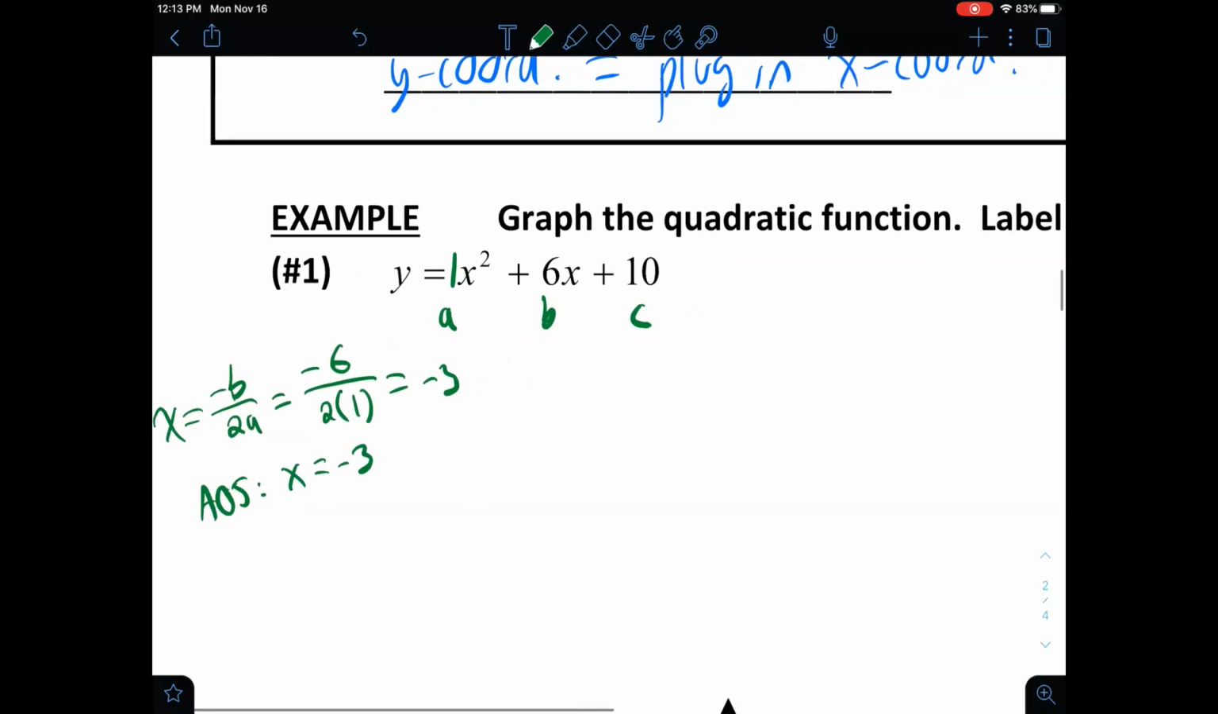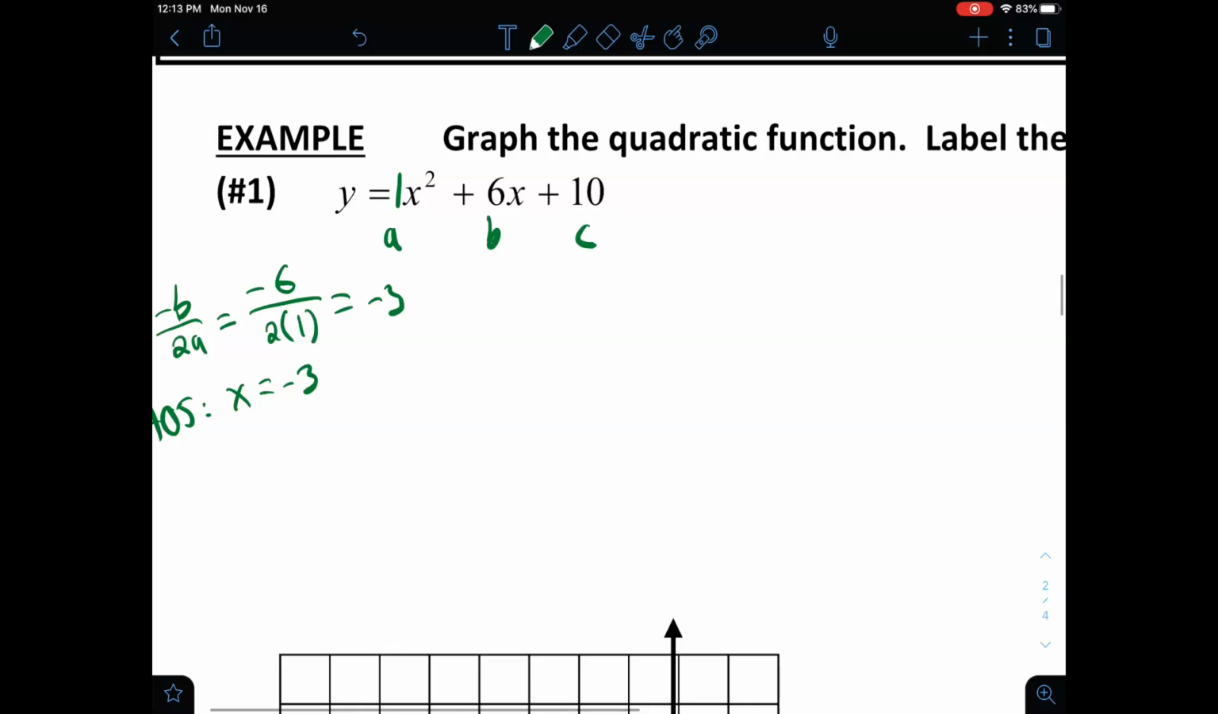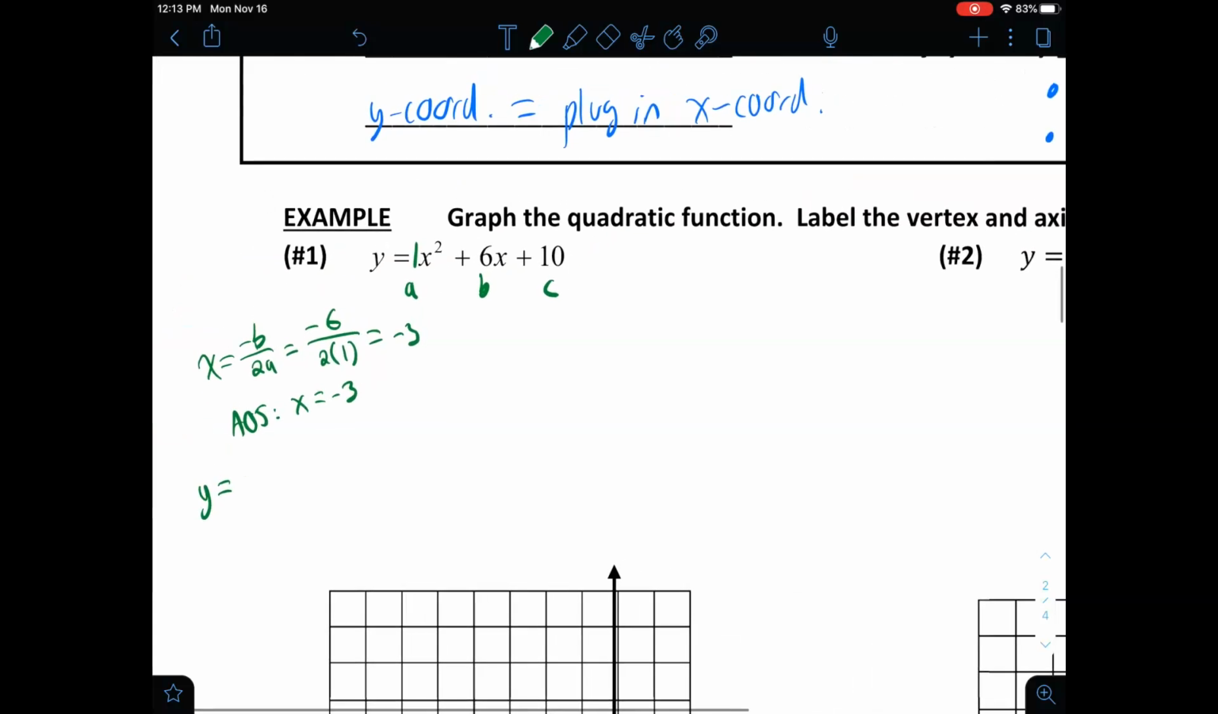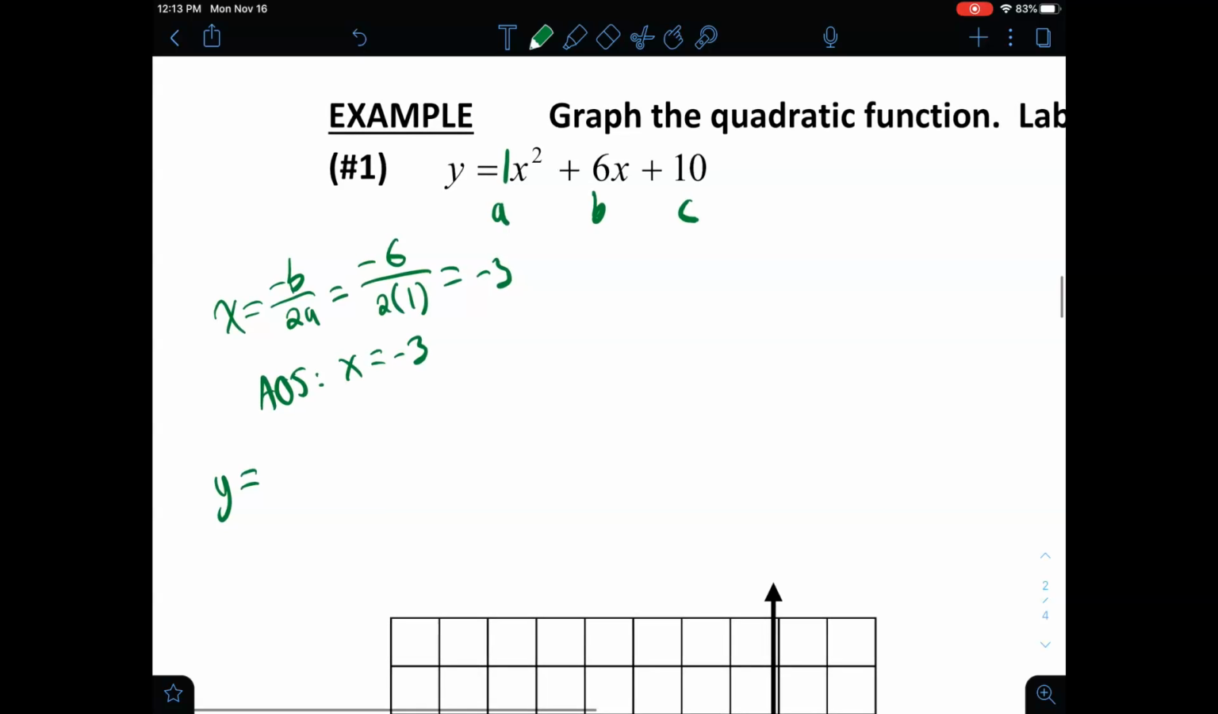All right. So we have our x coordinate of our vertex, right? So now I got to find the y coordinate of the vertex. So we're going to plug in negative 3 into the original equation. So wherever we see an x, we're going to plug in negative 3. So we're going to do y equals negative 3 squared plus 6 times negative 3 plus 10.